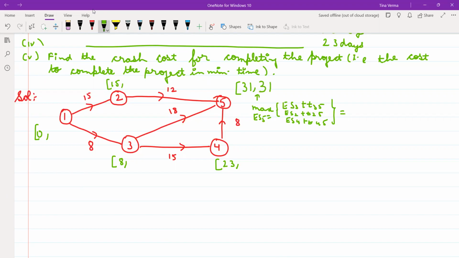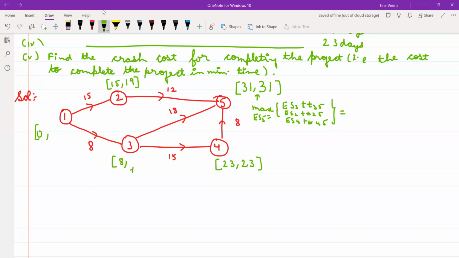लेटेस्ट कंप्लीशन टाइम हम यही ले लेते हैं 31. अब 5th से एक्टिविटी में 2 पे जा रही हूं और 2 मेरी एक्टिविटी और कहीं से नहीं आ रही. So it will be 31 minus 12. This will be your 19. Is it clear? 4th एक्टिविटी आपकी और कहीं से नहीं आ रही, सिर्फ 5th से वापस आ रही है. So it will be my 31 minus 8. That will be 23. Right?